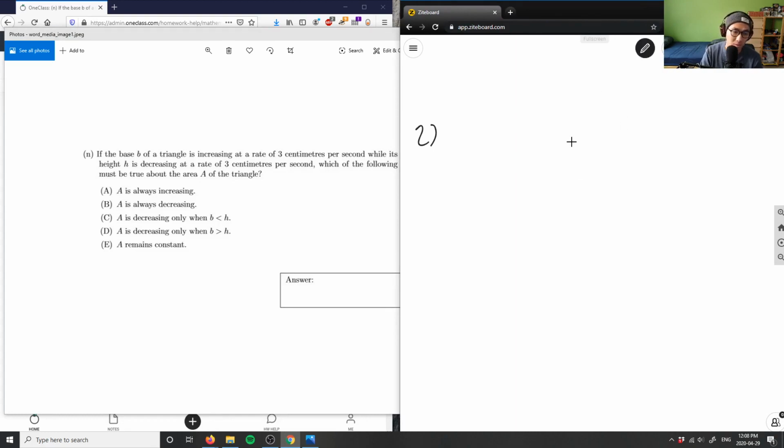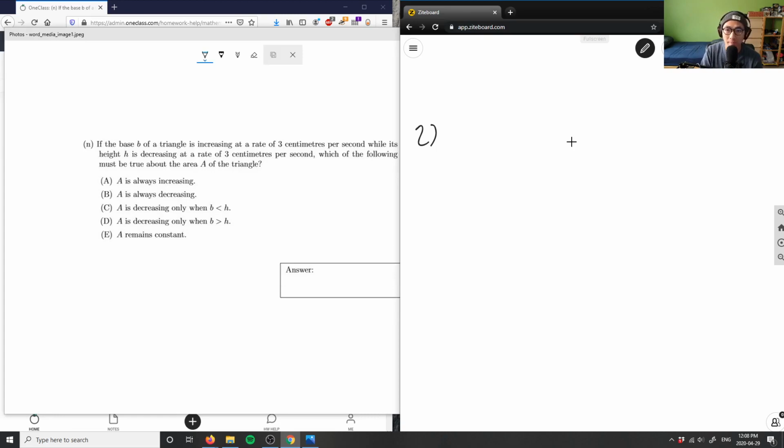Let's write down the givens here. So we have the base of a triangle, so we have some type of triangle here, and it doesn't tell us what triangle it is. So maybe I'll just do a right triangle. Here the base is increasing at 3 centimeters a second, while its height is decreasing, height rate equals minus 3 centimeters a second here.